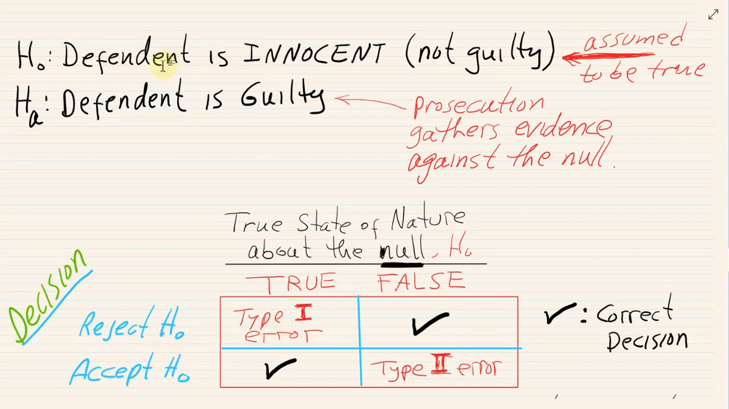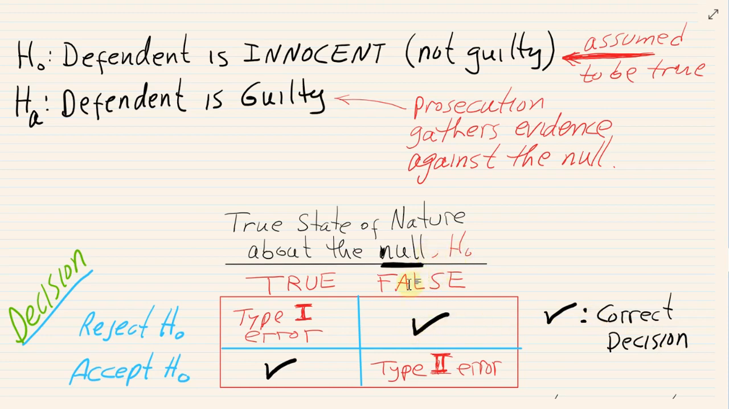So in context of our judicial system, that's when an innocent person is found guilty. So that's what the type 1 error is. Next to that, I have a check mark here. Check is the correct decision here.